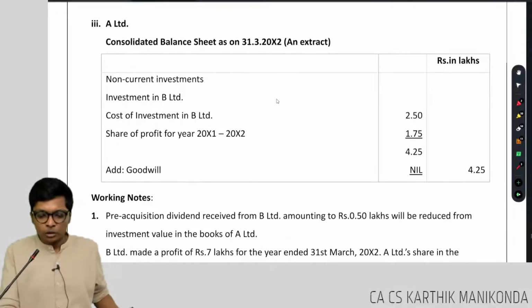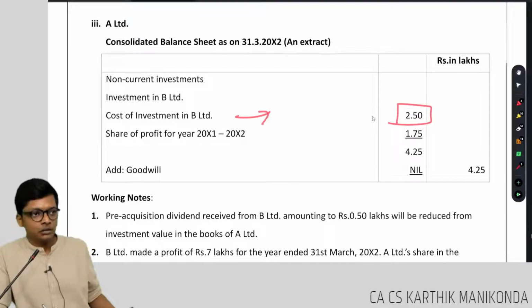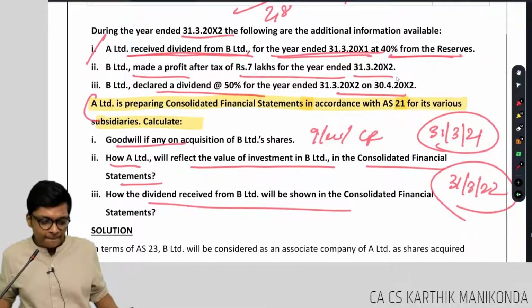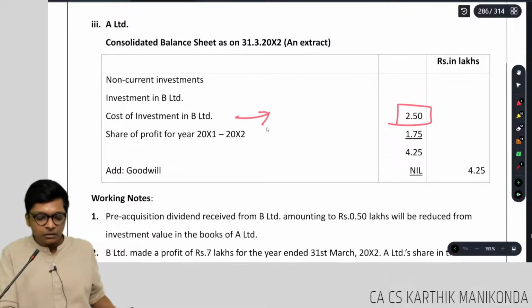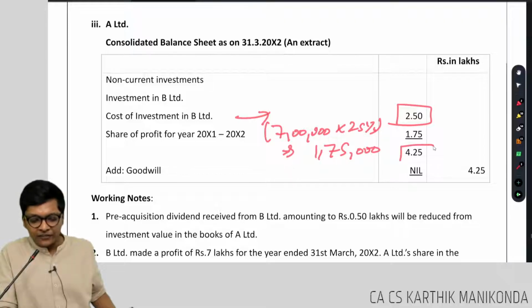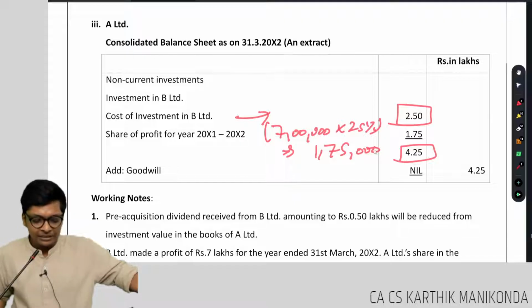Follow, guys. Look at this. Your cost of investment was 2 lakh 50. In that, profit is how much, guys? 7 lakhs. In that 7 lakhs, how much is mine? 25%. How much is that? 1 lakh 75,000. So I will add that, and I will find 4 lakh 25,000. Are you following, guys? That's it.